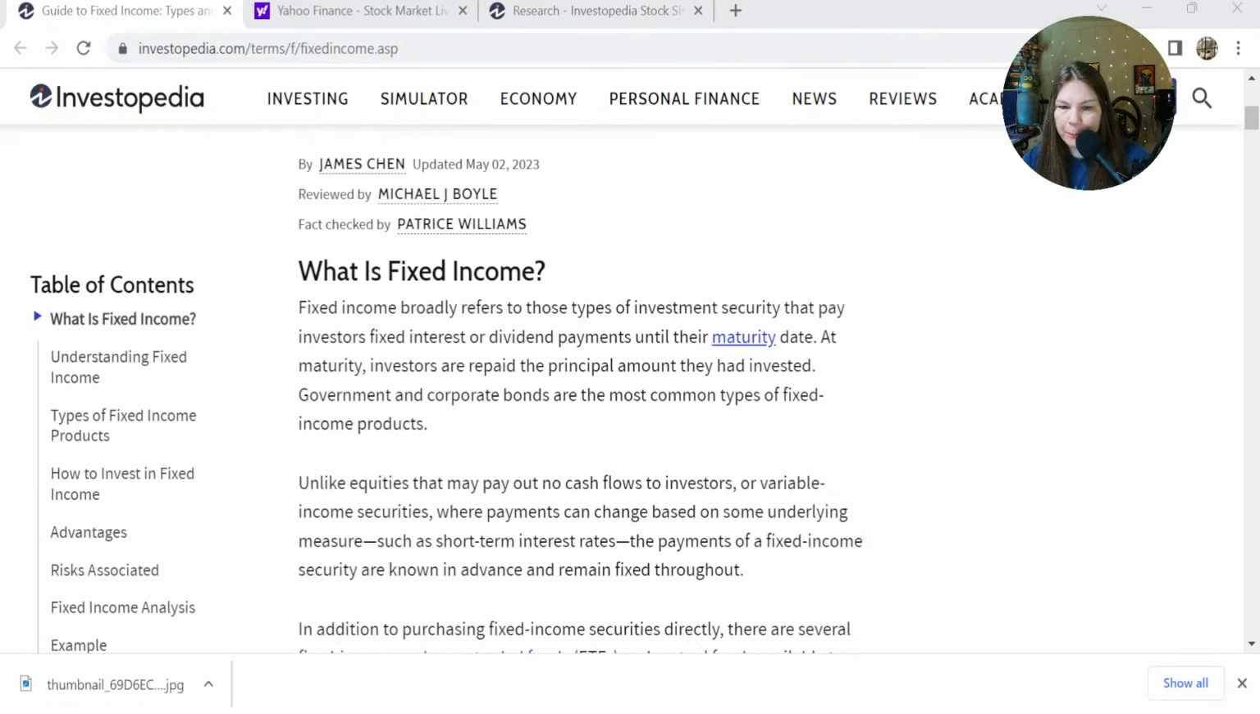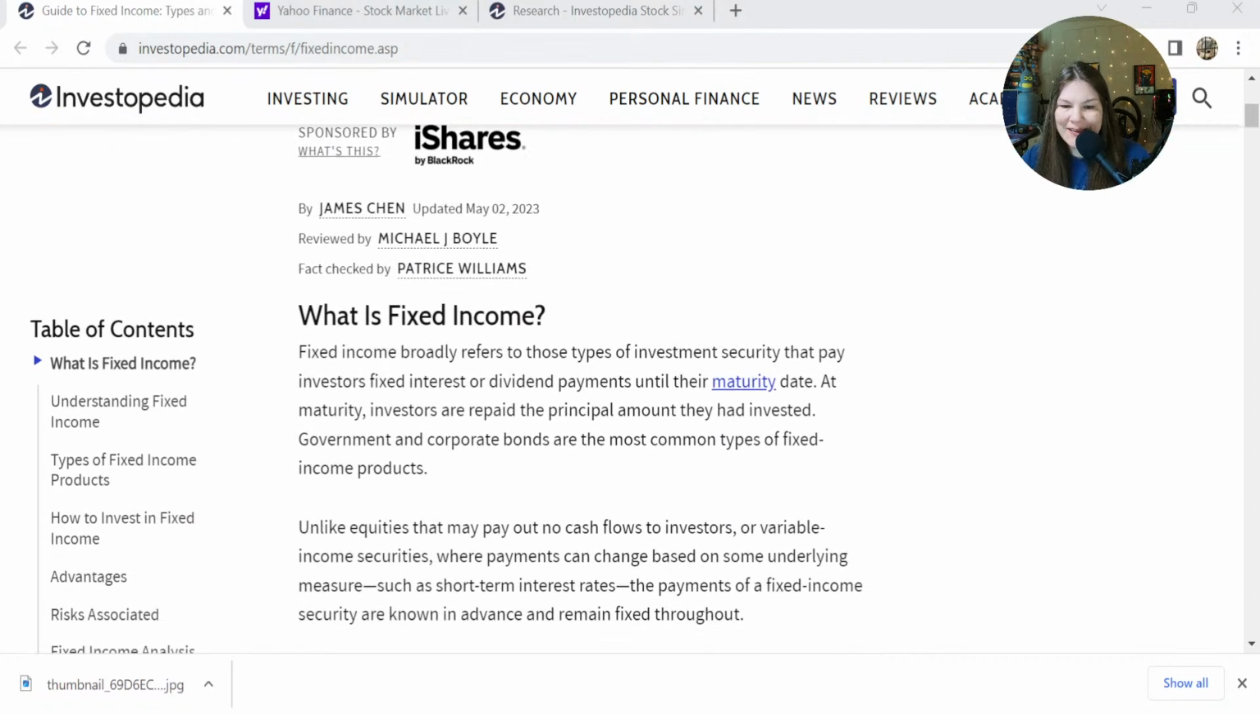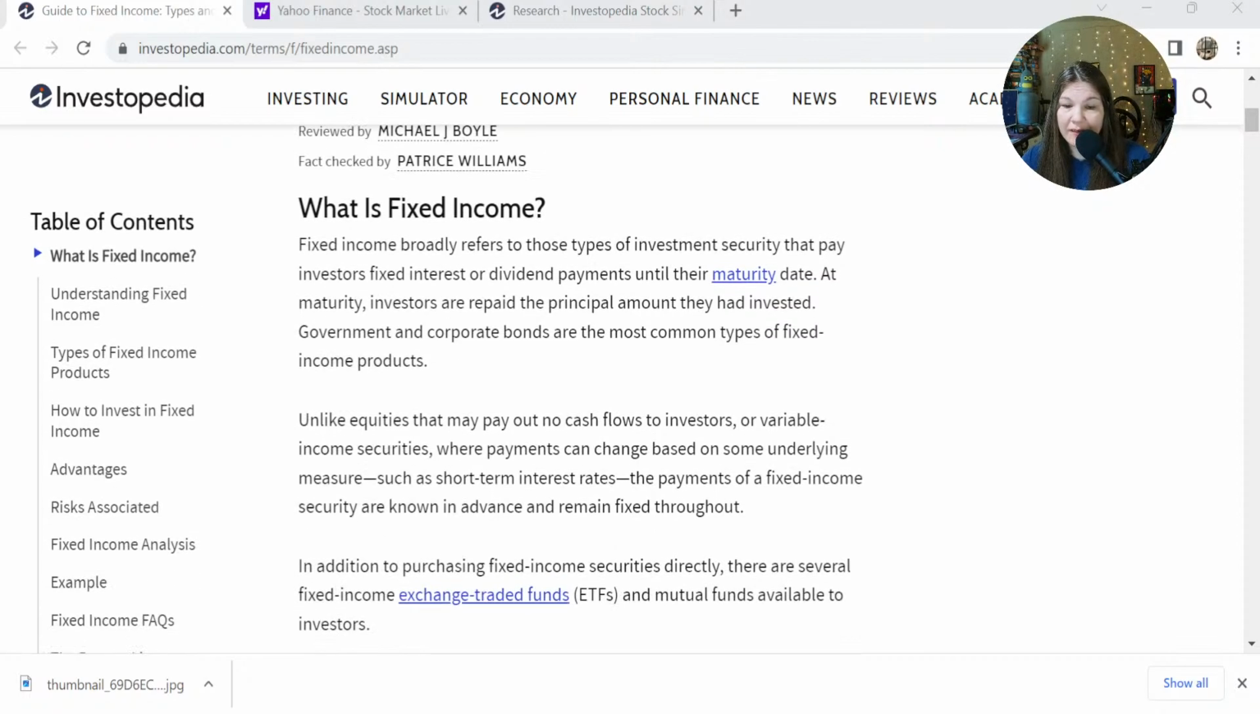So simple. So, what is fixed income? Fixed income broadly refers to those types of investment security that pay investors fixed interest or dividend payments until their maturity date. At maturity, investors are repaid the principal amount that they had invested, like a bond, guys, their face value. Government and corporate bonds are the most common types of fixed income products.